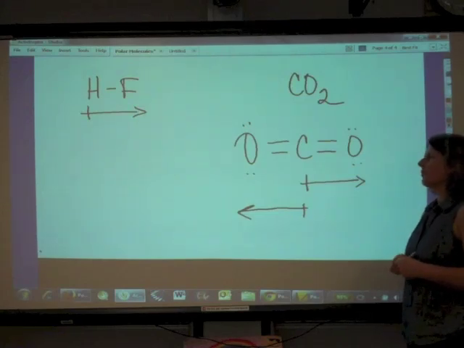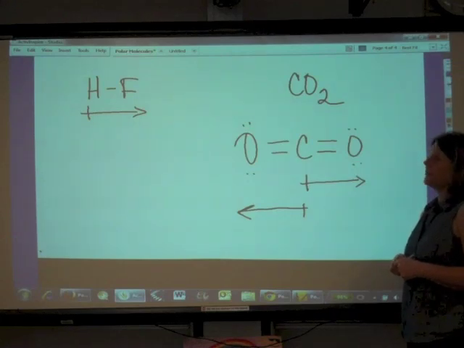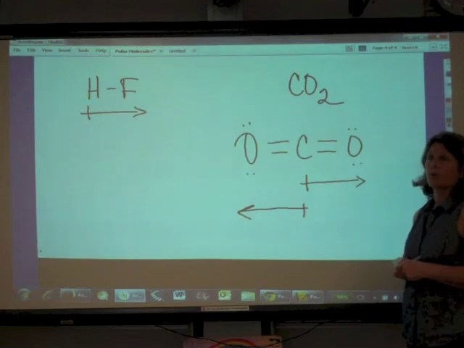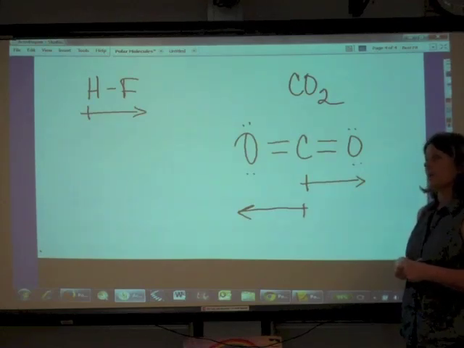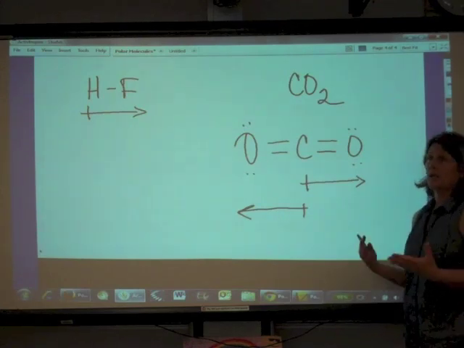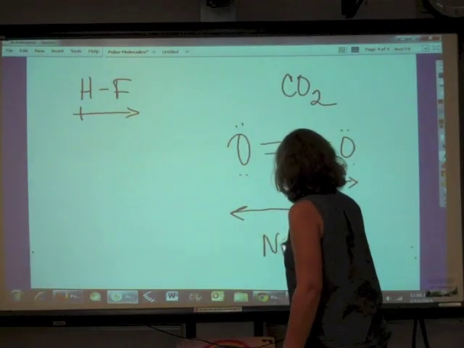So we're going to get more and more complicated with this tomorrow. Tomorrow we're going to look at a tetrahedron, a pyramid, and bent. And then from there we'll move on to the shape table. And on the shape table we will categorize each of the shapes as being polar or nonpolar if they are containing polar bonds.